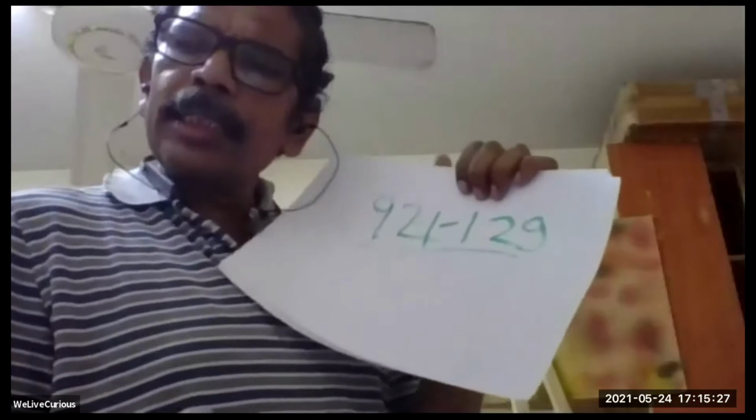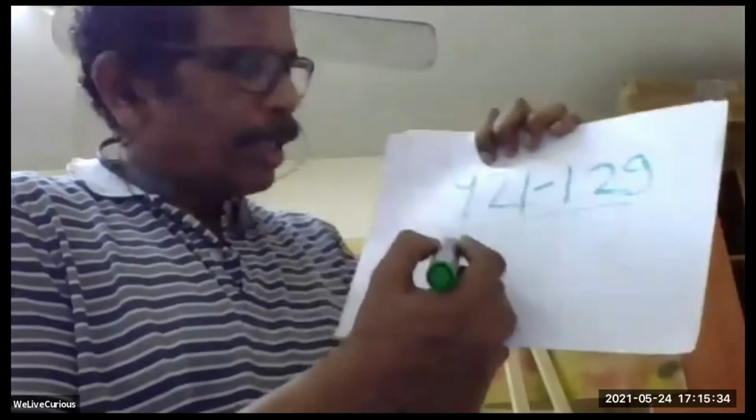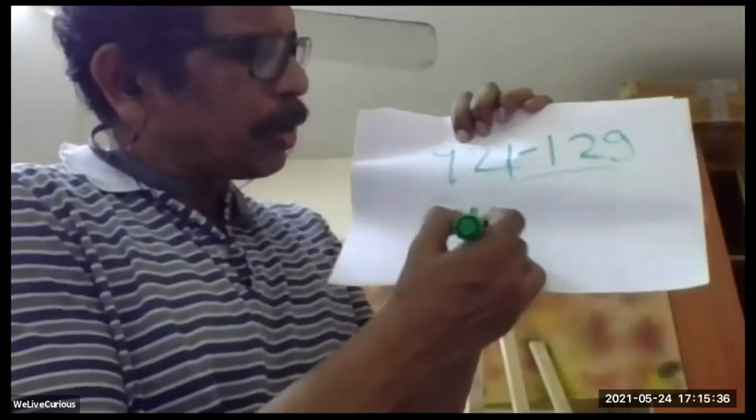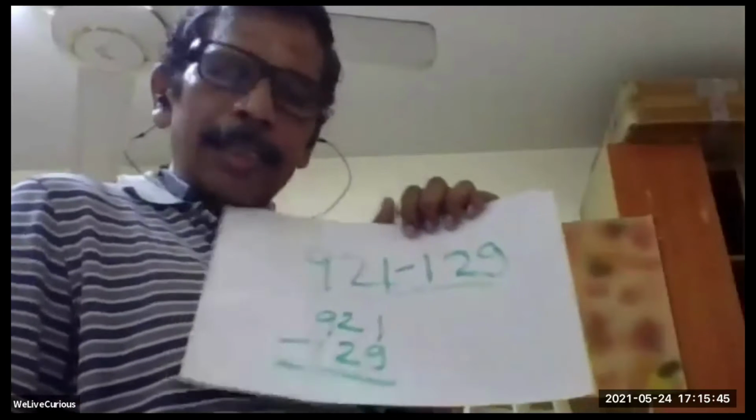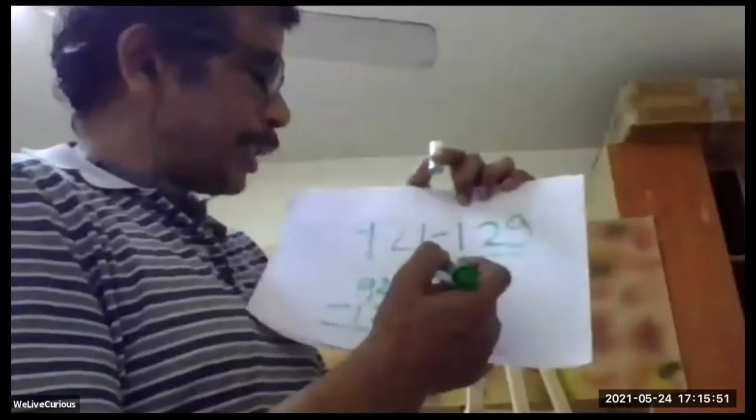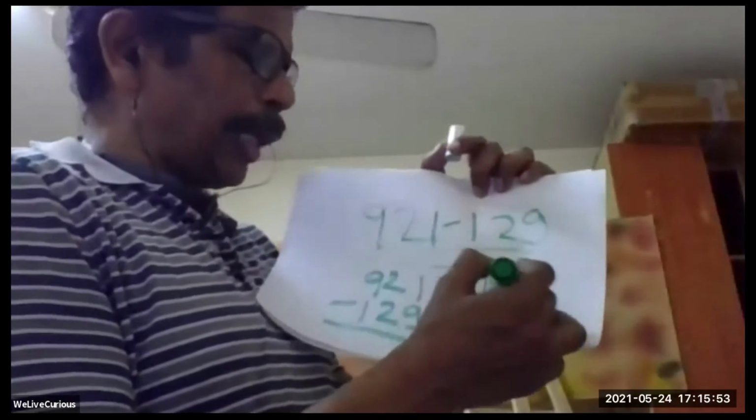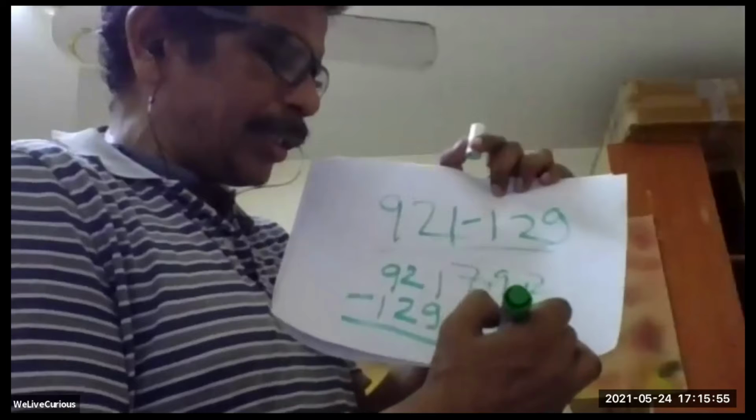Here we can make one practice also. You remember yesterday we were doing right to left calculation. Can we do it here? Right to left. 921 minus 129. 7 plus 9 is 16, and 16 plus 2 is 18. The result is 792, and if you add, the result is 18.